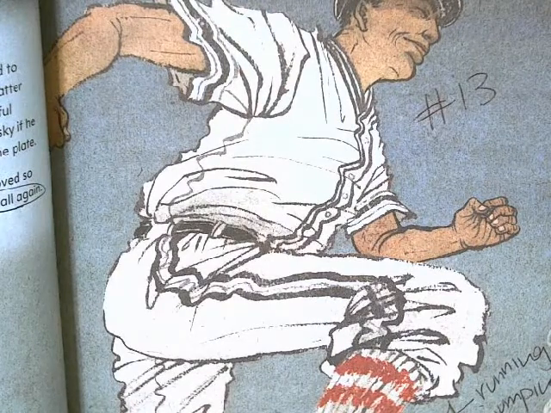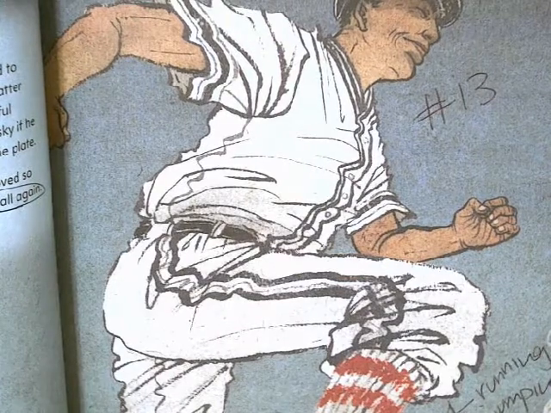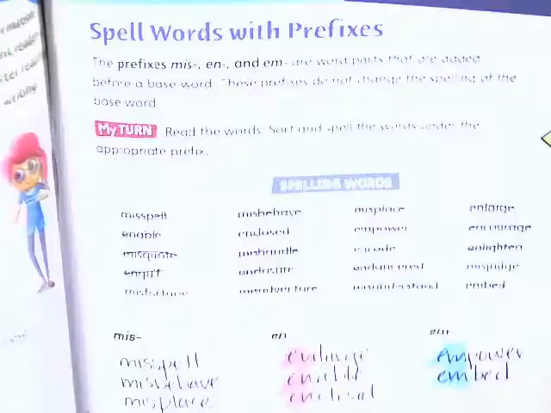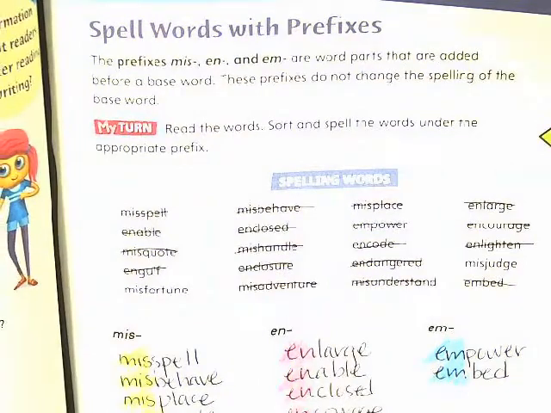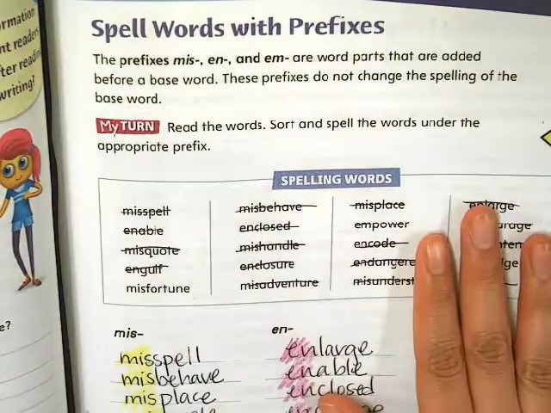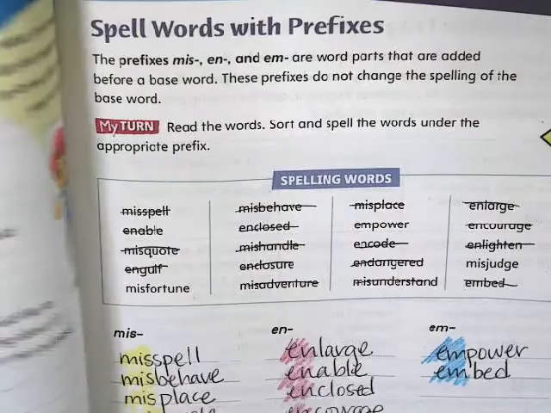And then for spelling today, our homework will be doing these spelling words in rainbow words, so different colors, to make sure you do that.